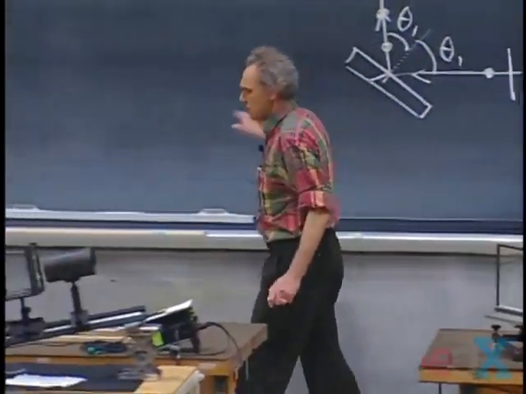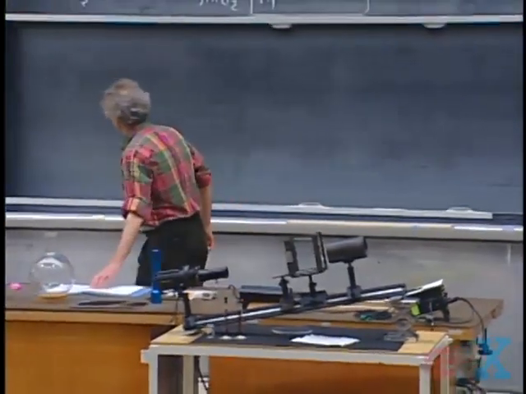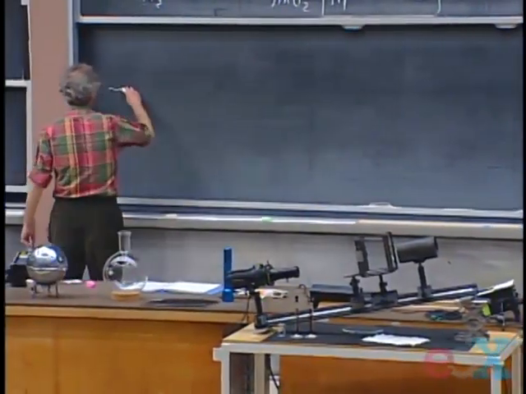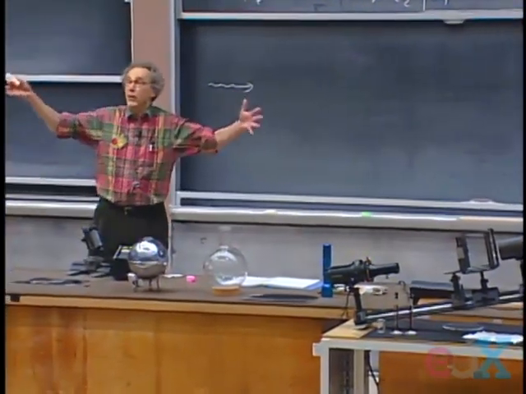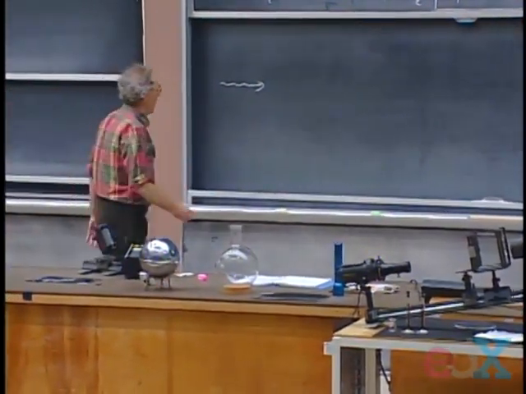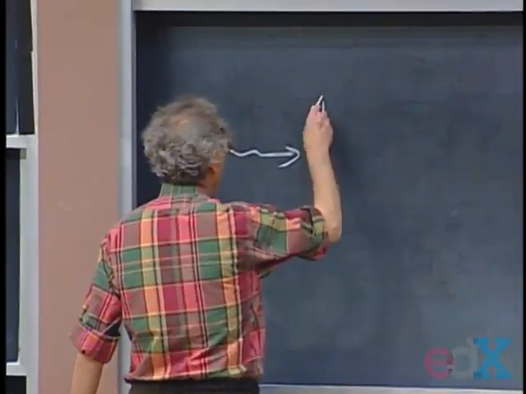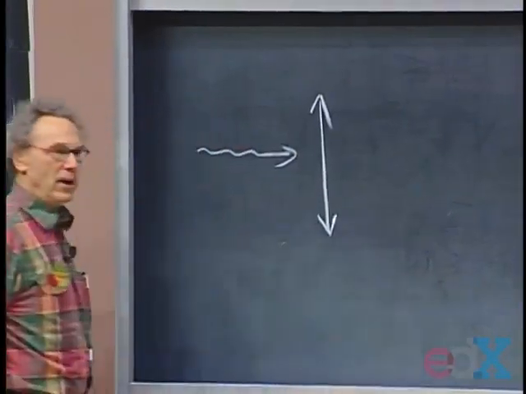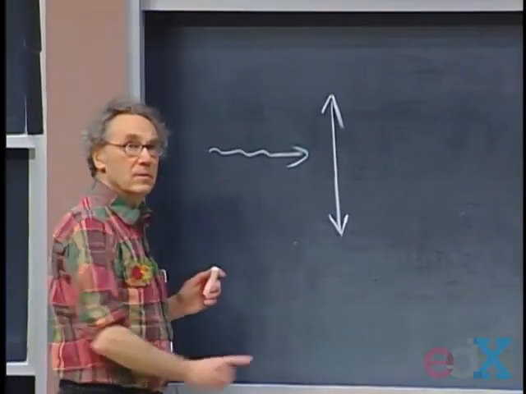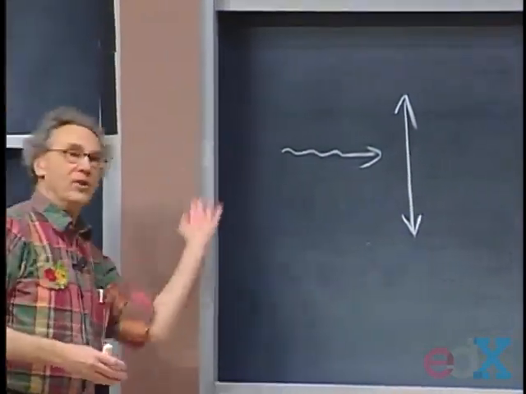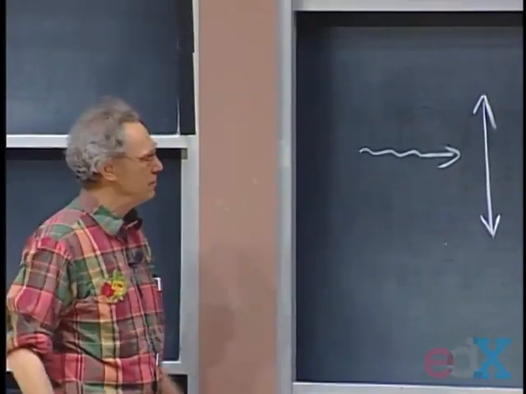I will stay on the center board. Suppose I have light coming in like so. And I have one light photon. I concentrate on one to start with, and it happens to be that that light photon is linearly polarized in this direction, and so the E vector is oscillating like this. Later we're going to add all directions that we want to. I just pick one now.